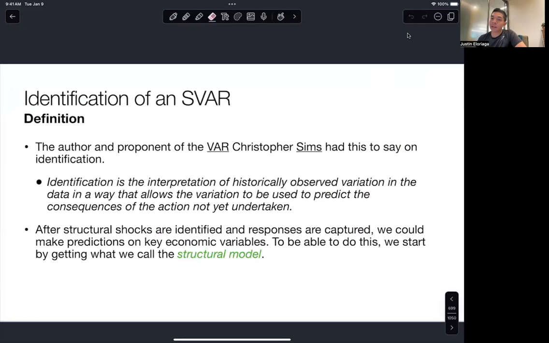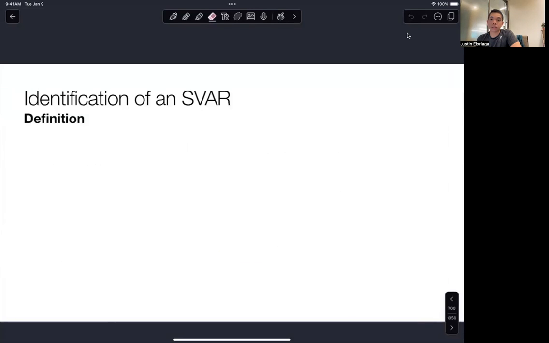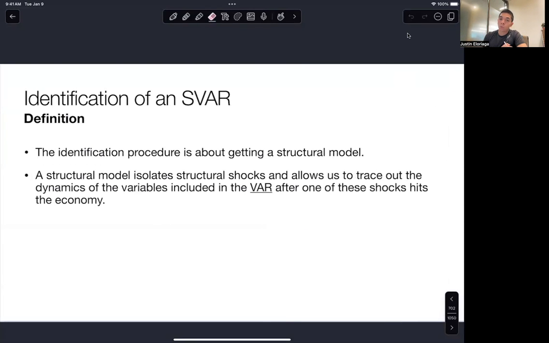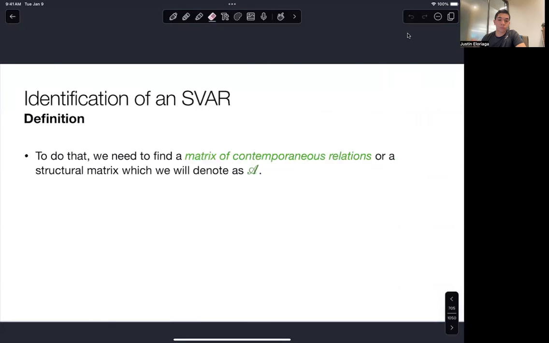It's quite a mouthful, but what we mean is that after we identify these so-called structural shocks and the responses are captured, we can reasonably make predictions about the economic variables without needing to worry about the endogenous reaction problem that we encountered with an unrestricted VAR. To do this, we start by getting what we call the structural model, and it looks something like this. The structural model will isolate structural shocks and allow us to trace out the dynamics of the variables in the VAR.